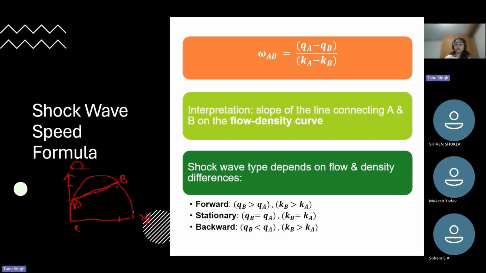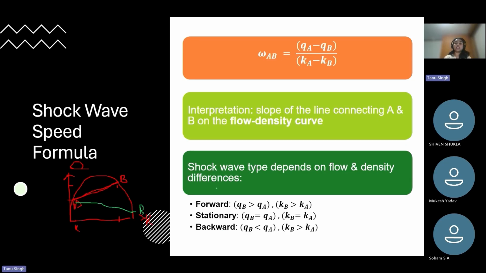If B was somewhere here at this point, in that condition, QB will be less than QA. Let me take another point, for example B is here. So now the slope will be somewhat like this. Then QB will be less than QA, which is given as an example of a backward shock wave, where QB is less than QA, but KB, which will be here, will be greater than KA. So this will be the condition of a backward shock wave.